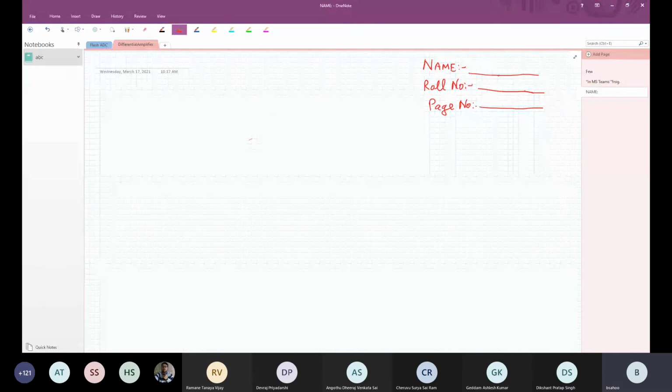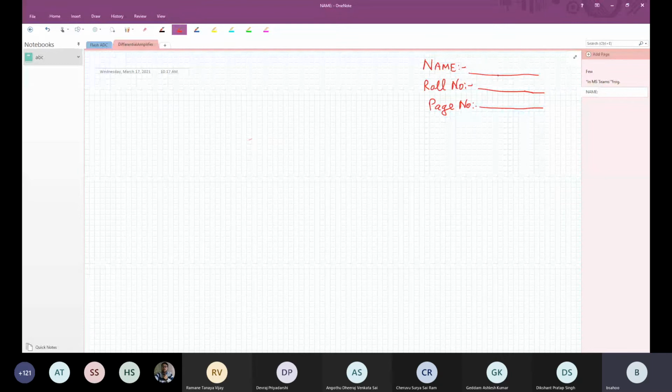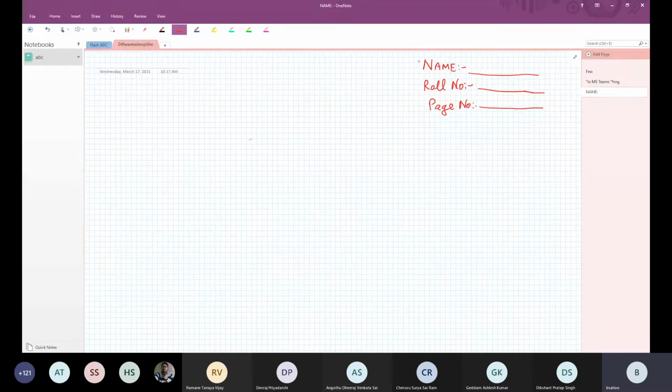If any page of your answer script does not have this, I won't correct that page. That page is as if it is absent in the exam. So please stick to this. Pages should be numbered numerically.